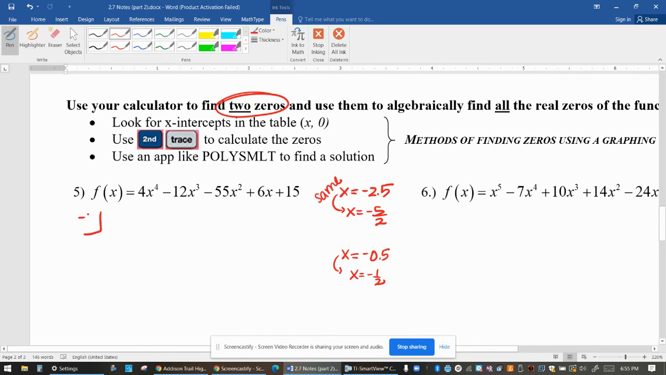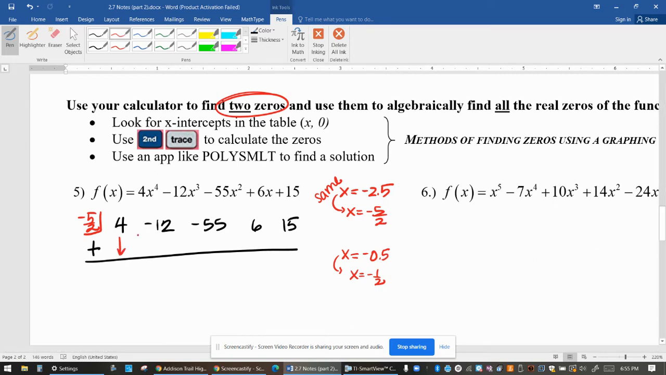Okay, I'm going to set up my synthetic division. You can use negative 2.5 if you want. Oops. Set up my coefficients. Remember, synthetic division is always a good place to start if you have rational zeros. Rational zeros can be written as fractions. Negative 2.5 can very easily be written as negative 5/2.